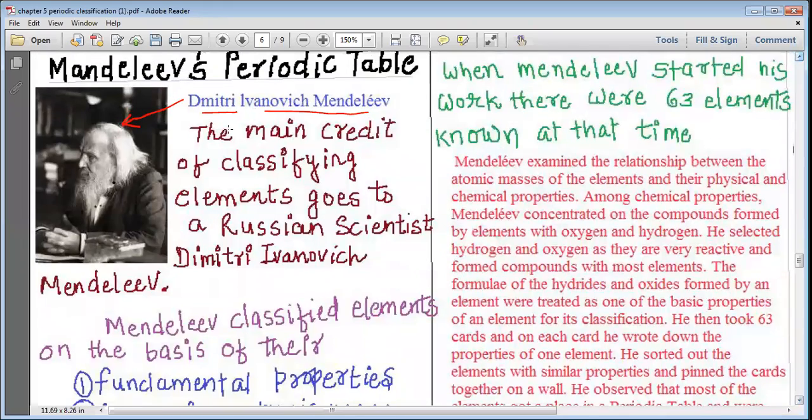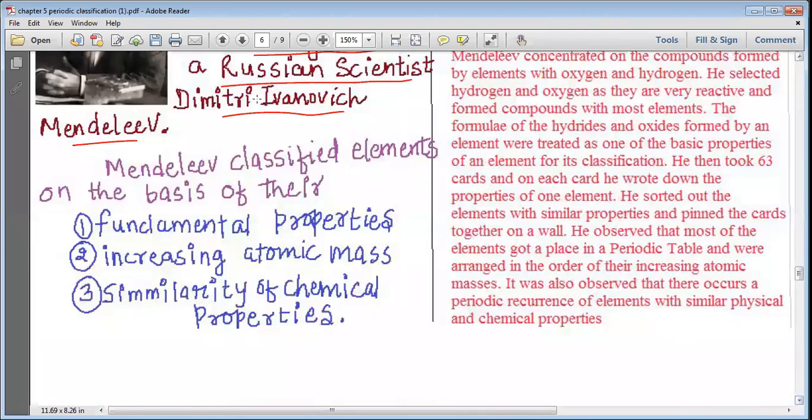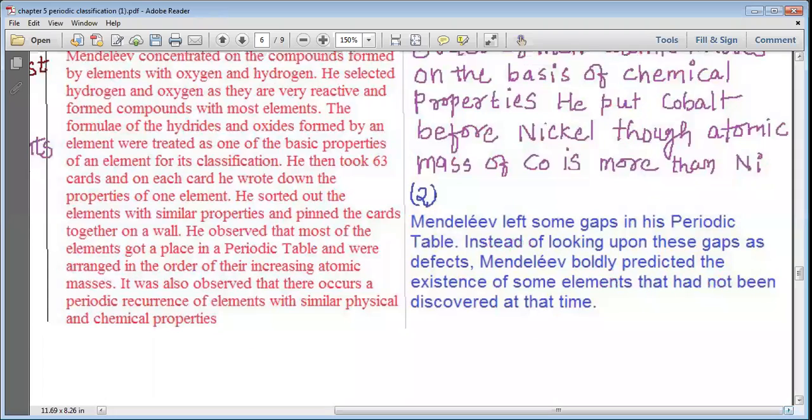The main credit of classifying elements goes to the Russian scientist Dmitry Ivanovich Mendeleev. He classified the elements in a different manner. Mendeleev classified elements on the basis of their fundamental properties, increasing atomic mass, and similarity of chemical properties. Suppose you are asked on what basis Mendeleev classified the elements. The answer is simple: Mendeleev classified the elements on the basis of their fundamental properties, increasing atomic mass, and similarity in chemical properties.